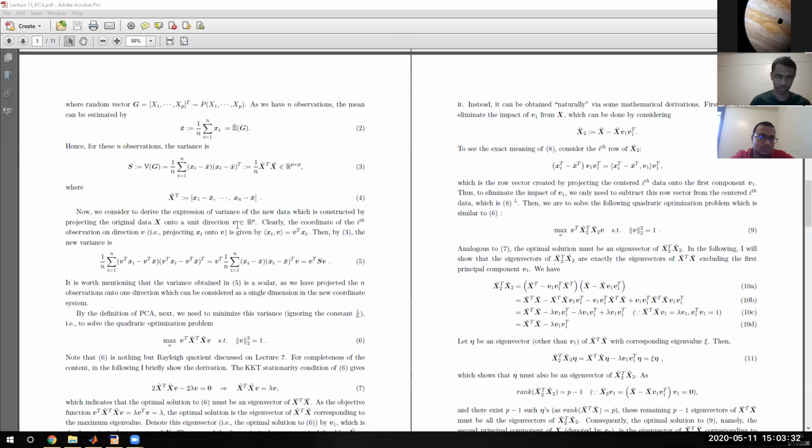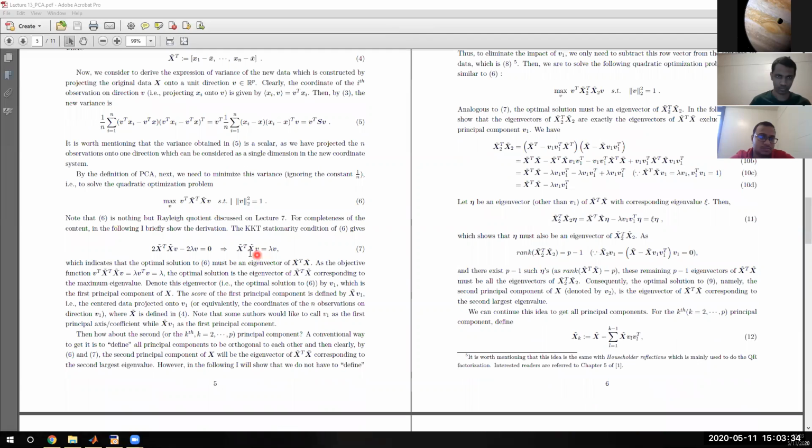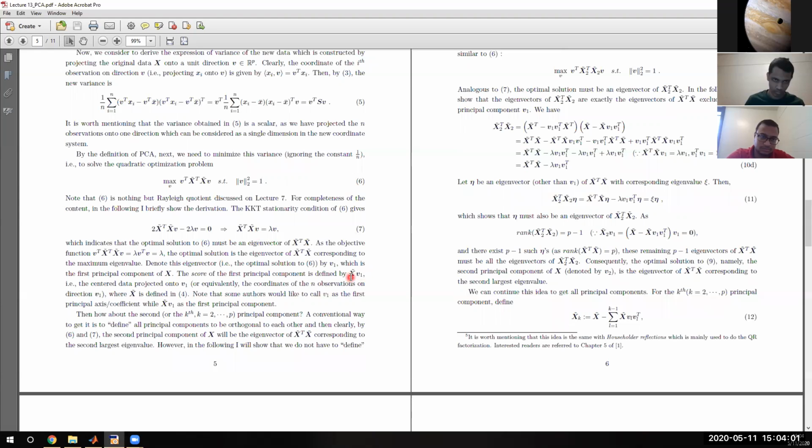The problem is how would you choose, because you do have p eigenvectors. The thing is, this objective function actually equals lambda itself. So of course you are going to choose the biggest lambda. The vector corresponding to the biggest lambda will be our first principal component, and x tilde v1 will be the score of this first principal component.